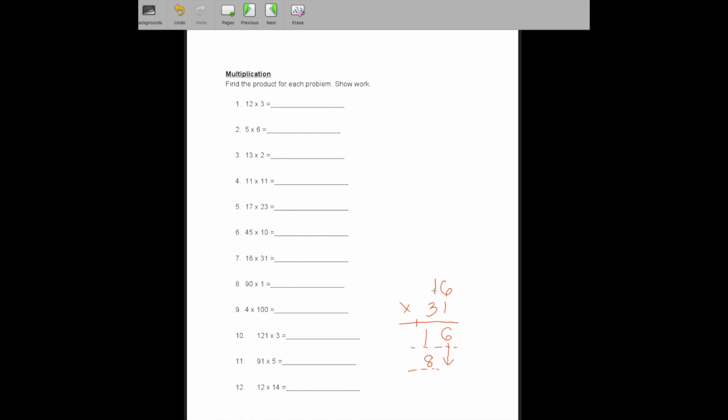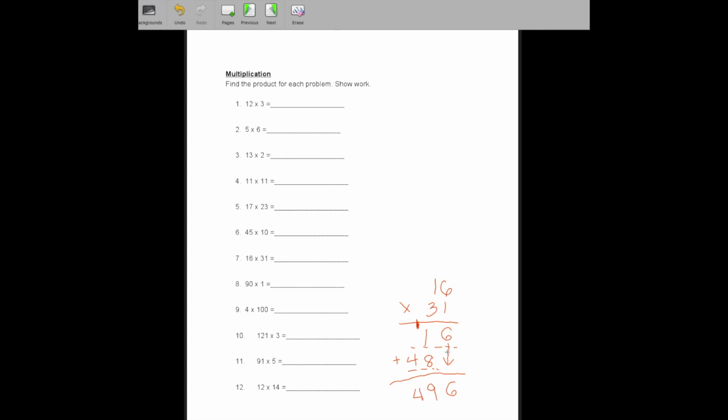And then I do 1 times 3, which is 3, but we can't forget about the 1 from before. So we add the 1 now. So 3 becomes 4. So then we add the column. So 6, all you do is bring it down. You just copy it straight down. 1 plus 8 is 9. And then 0 plus 4 is 4.